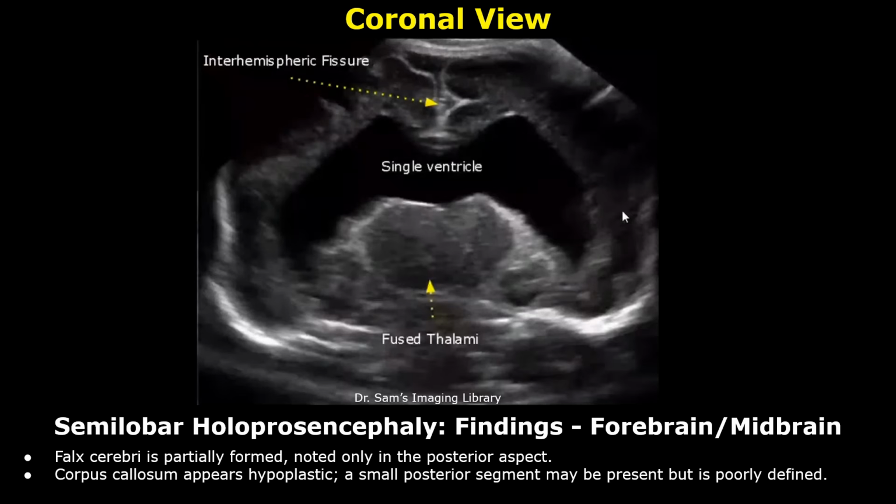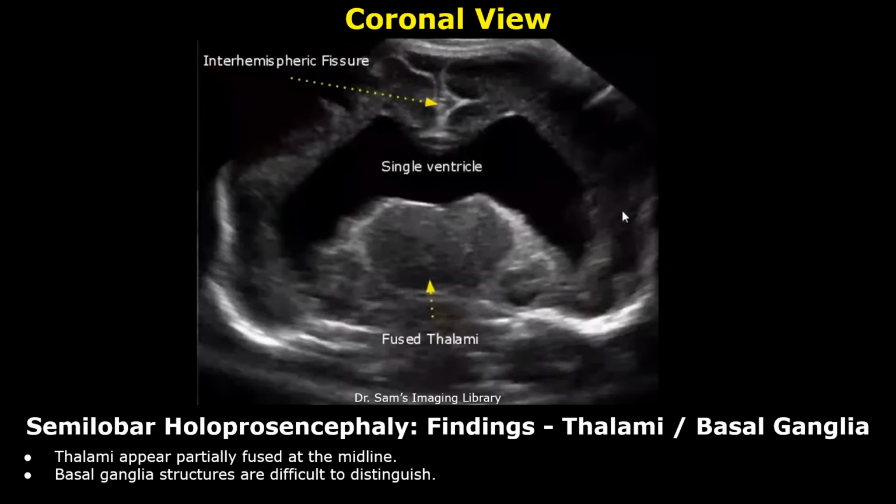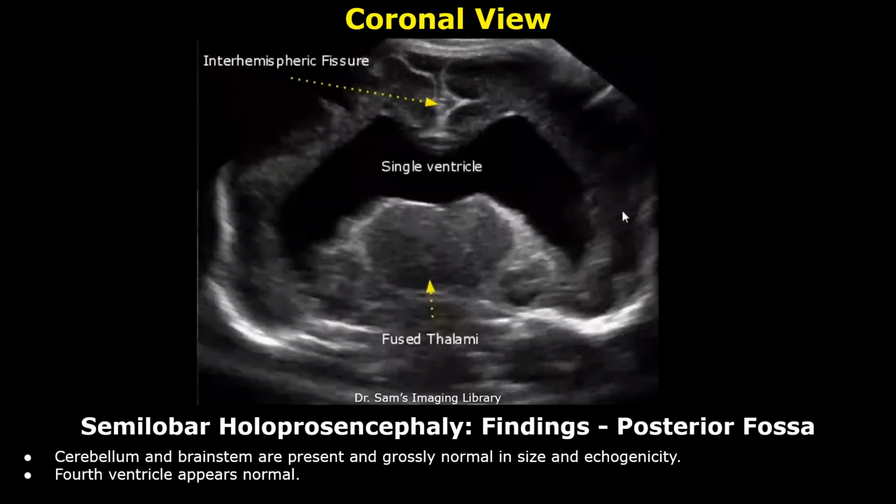Falx cerebri is partially formed, noted only in the posterior aspect. Corpus callosum appears hypoplastic. A small posterior segment may be present, but is poorly defined. Thalami appear partially fused at the midline. Basal ganglia structures are difficult to distinguish. Cerebellum and brainstem are present and grossly normal in size and echogenicity. Fourth ventricle appears normal.